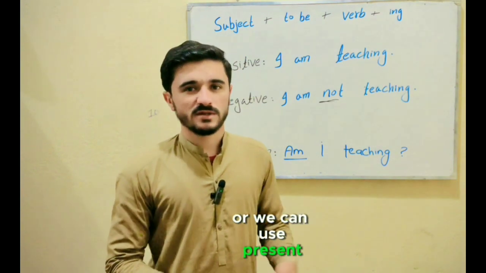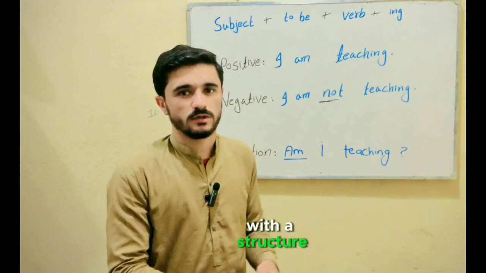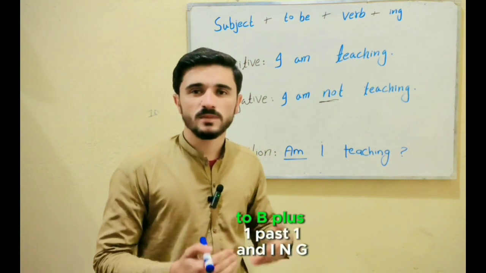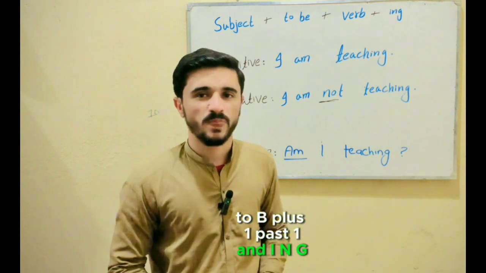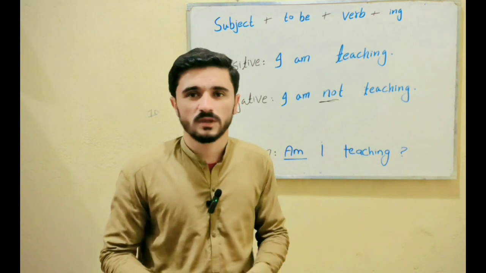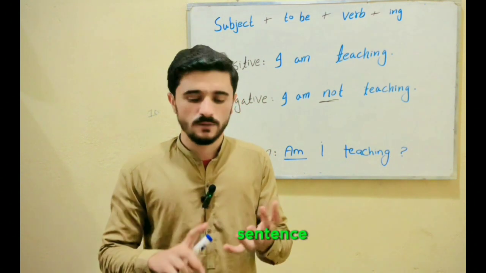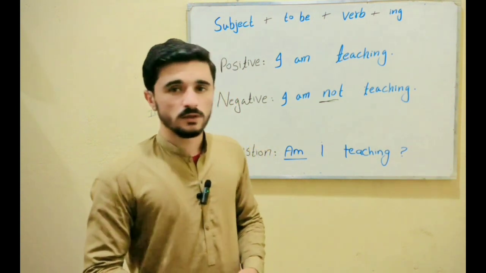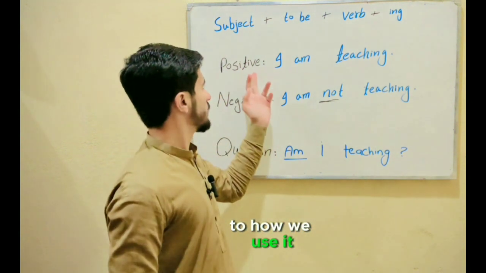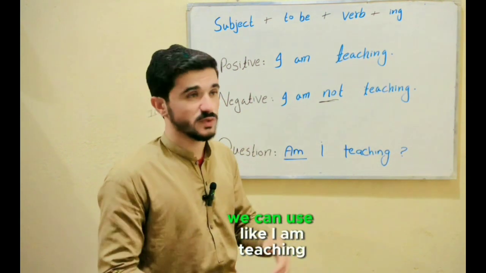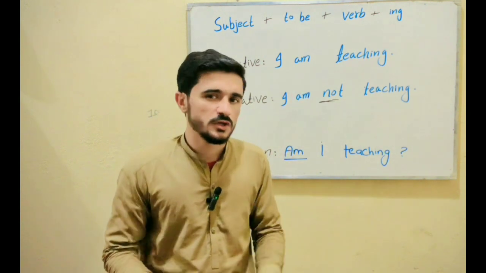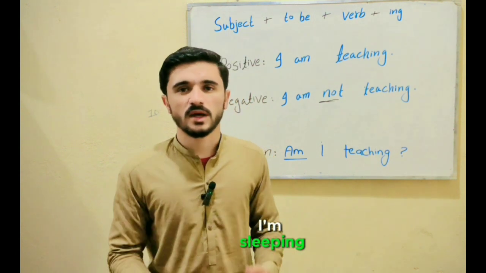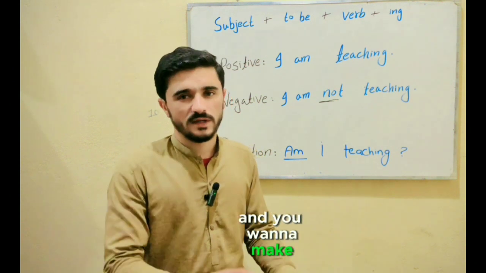How can we use the present continuous tense in a sentence? What is the structure of the present continuous tense? The structure is subject plus to be plus verb first form and ing. We have three kinds of sentence: positive, negative and interrogative. Interrogative means question sentence. Positive sentence we can use like, I am teaching. You can also use whatever you want, like I'm teaching, I'm working, I'm sleeping, I'm studying, whatever you do and want to make a sentence.